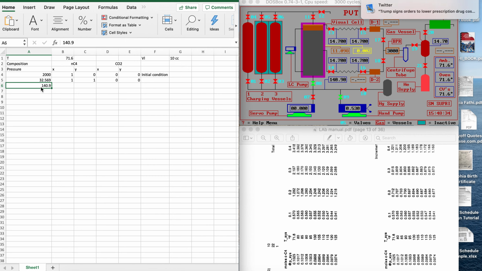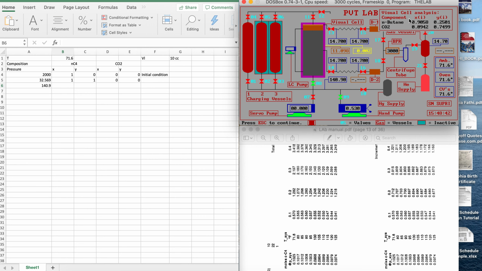Okay. And at this point, now that I have my bubble point pressure, I use F10 to get the composition. This is the composition at the saturation pressure, right? So for NC4, N-butane, the X is 0.9058. That's the amount of liquid. So it has 90.5% of the liquid NC4, and the amount of gas is N-butane 0.2501.